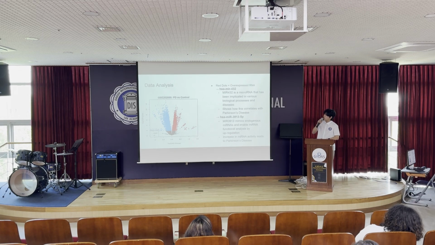An example of a significant overexpressed RNA was HSA-MIR-432. This overexpressed RNA is a microRNA that has been implicated in various biological processes and diseases. This shows how a correlation between the overexpressed RNA and Parkinson's disease exists.